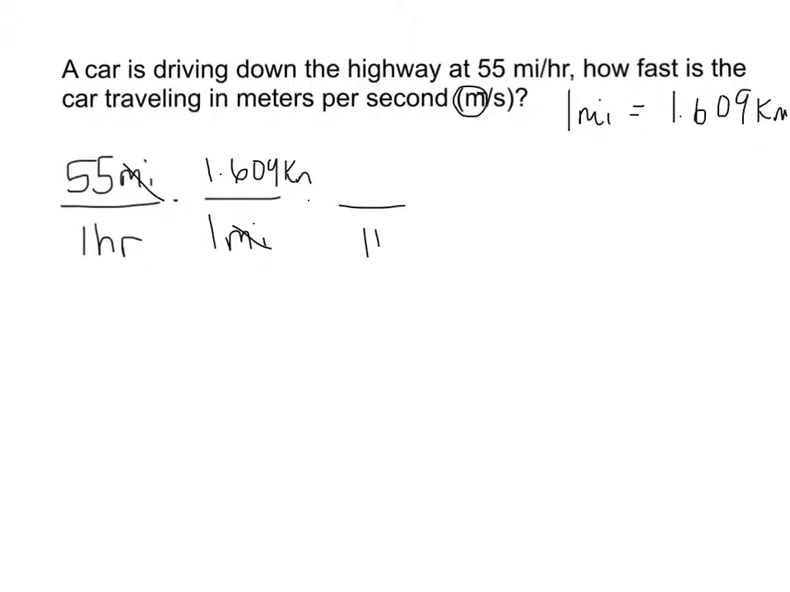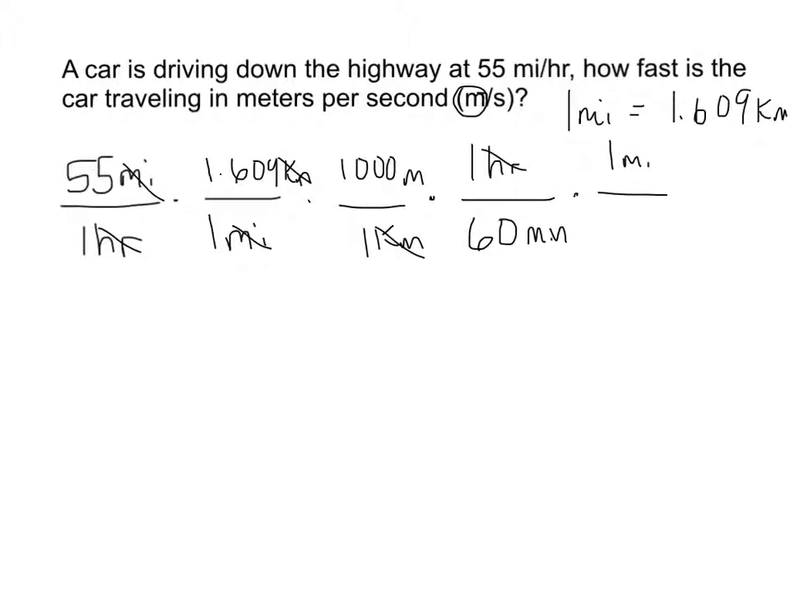I now have kilometers, but I didn't want kilometers, I wanted meters. And so I know that in every 1 kilometer there are 1,000 meters. Kilo means 1,000, so 1 kilometer is 1,000 meters. So now, if I were to stop and solve at this point, the units would be meters per hour, but I didn't want meters per hour, I wanted meters per second. So therefore I'm going to have to convert hours to seconds, but that's no problem. I know that in 1 hour there are 60 minutes. So hours will cancel hours, and then I know that 1 minute is 60 seconds.